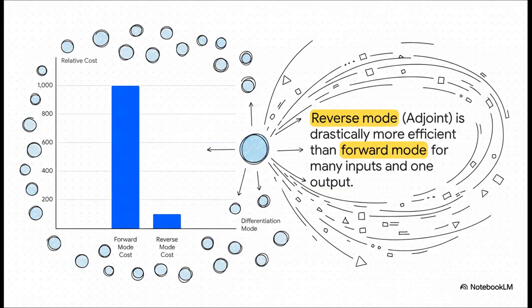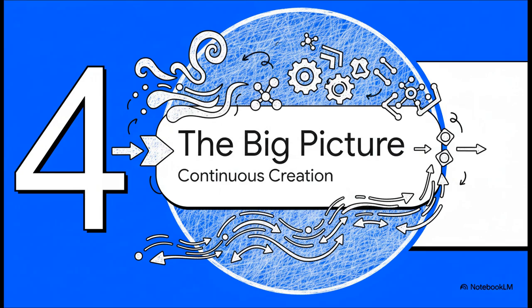And the impact here is enormous. As you can see from this chart, for problems like training a neural network, where you have millions of input parameters but only a single output, the loss, this reverse mode approach is just orders of magnitude more memory efficient. This isn't just a minor speed up, it's the key that makes training these incredibly powerful, continuous models actually feasible on a large scale.